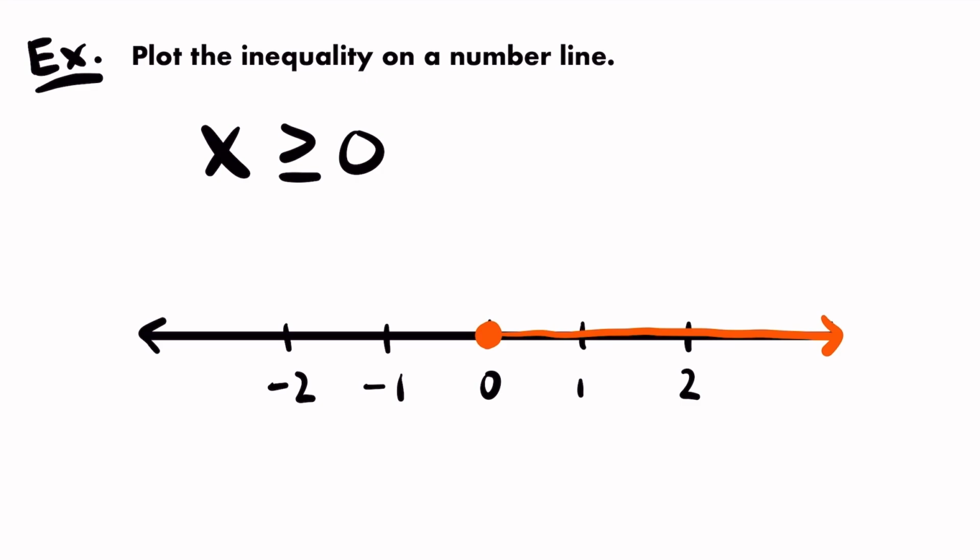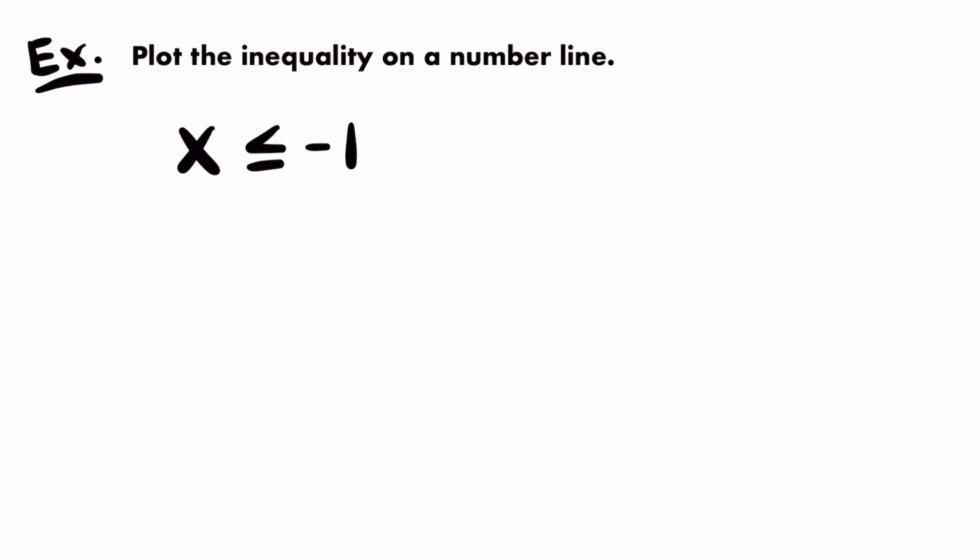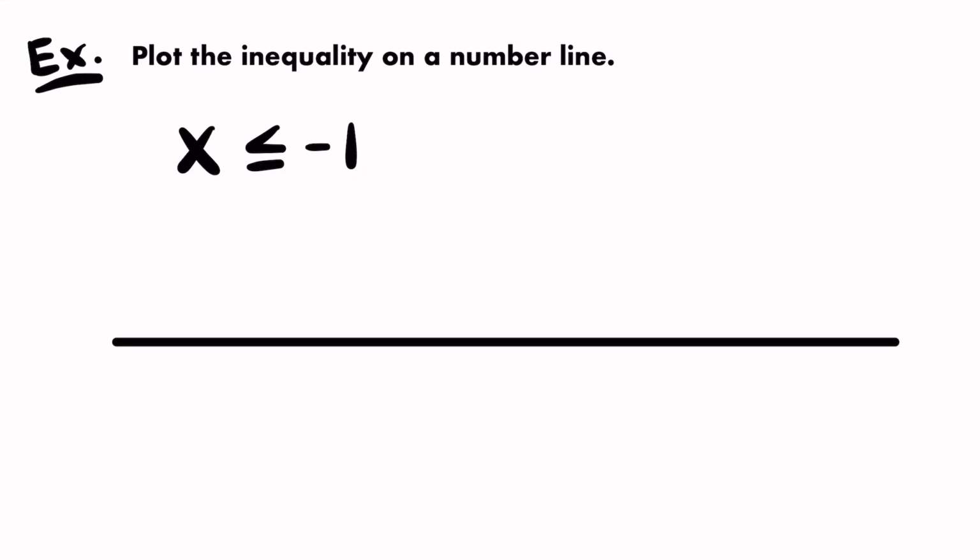Let's take a look at one more example of plotting an inequality on a number line. Here we want to plot this inequality on a number line. We have x is less than or equal to -1. So I'll draw a number line here. I'll let the middle be the value of 0. And then in this case, the value that we are comparing to our variable x is -1.